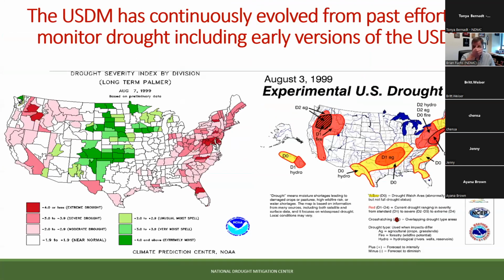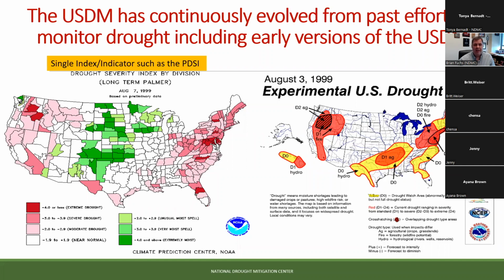So the US Drought Monitor has come from many different past efforts. In the past, we've used things like the Palmer Drought Index at the climate division or crop division level to identify drought. And this is going back to 1999 on this map. In late 1999, this idea of the US Drought Monitor came about.